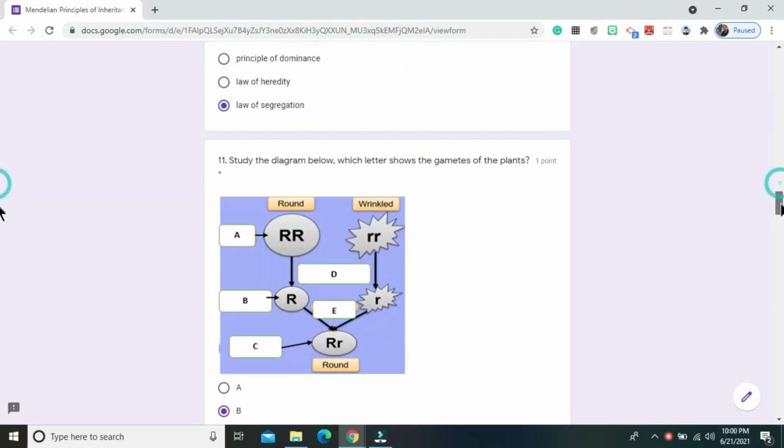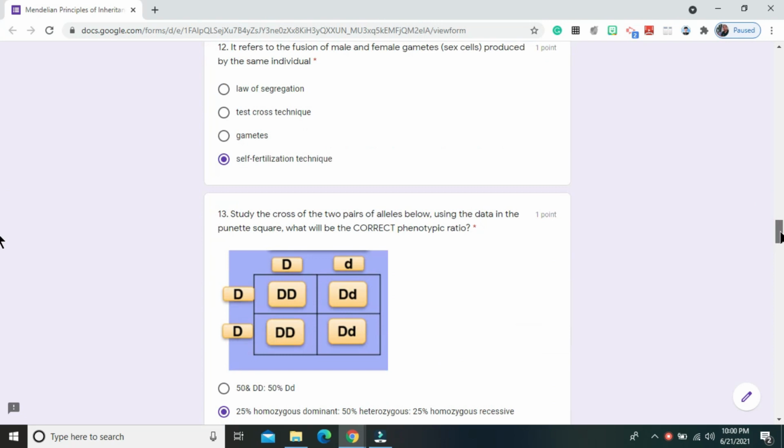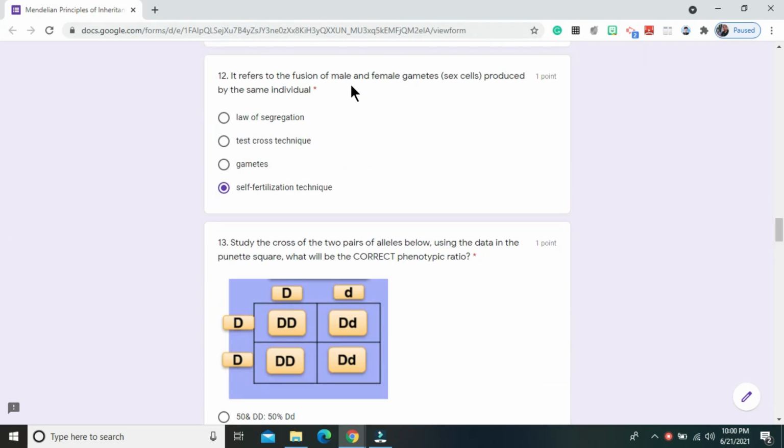Question number 11. Study the diagram below. Which letter shows the gametes of the plants? The correct answer is letter B. Question number 12. It refers to the fusion of male and female gametes or sex cells produced by the same individual. The correct answer is self-fertilization technique.